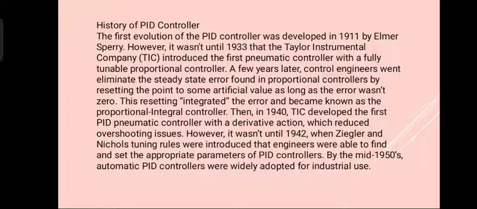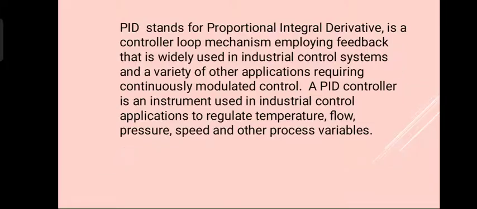Then in 1940, TIC developed the first PID pneumatic controller with a derivative action which reduced overshooting issues. However, it wasn't until 1942 when Ziegler and Nichols tuning rules were introduced that engineers were able to find and set the appropriate parameters of PID controllers. By the mid 1950s, automatic PID controllers were widely adopted for industrial use.